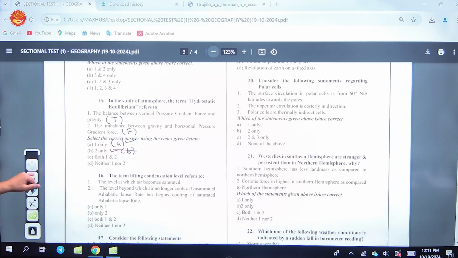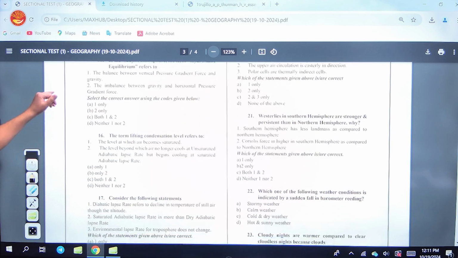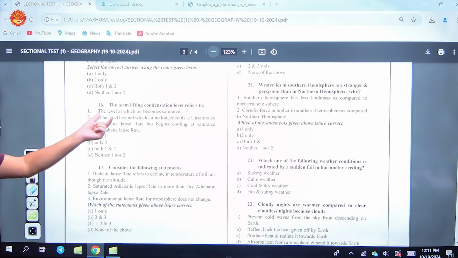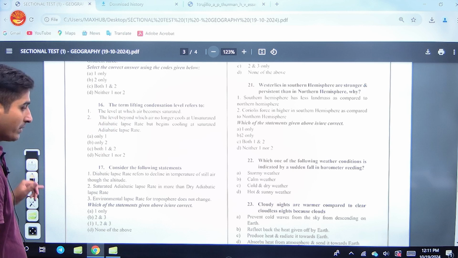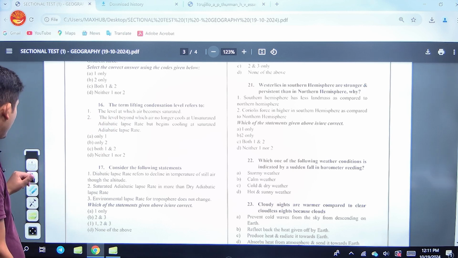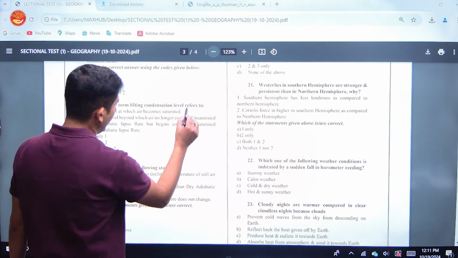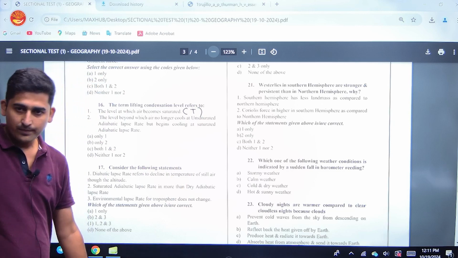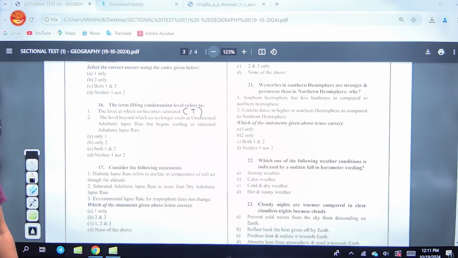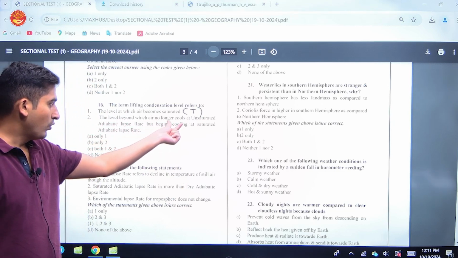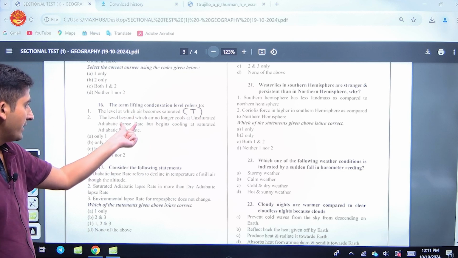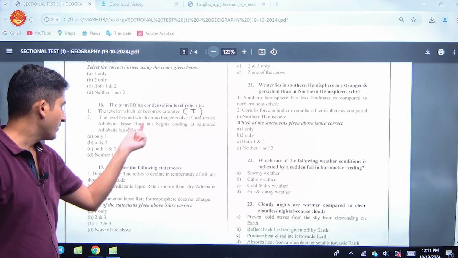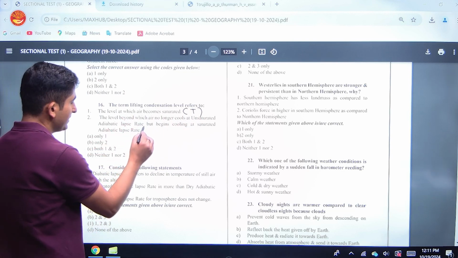Okay, coming to the next question, that is question number 16. The term lifting condensation level refers to the level at which air becomes saturated. If you remember the definition of the lifting condensation level, from that you can infer that this is absolutely true. The level beyond which air no longer cools at unsaturated adiabatic lapse rate but begins cooling at saturated adiabatic lapse rate. Yes, this is again true.